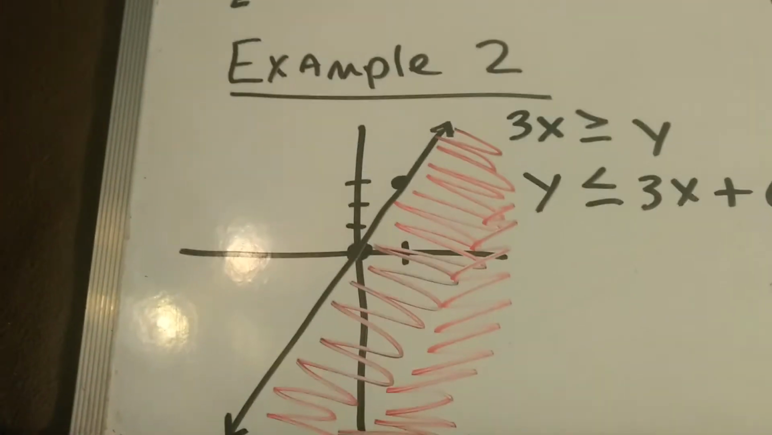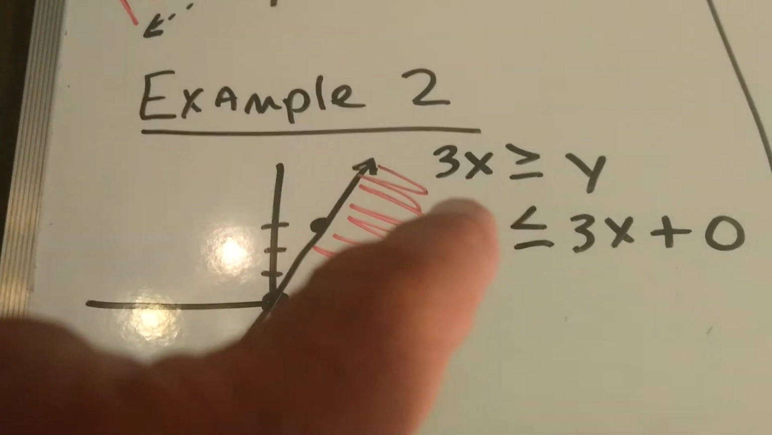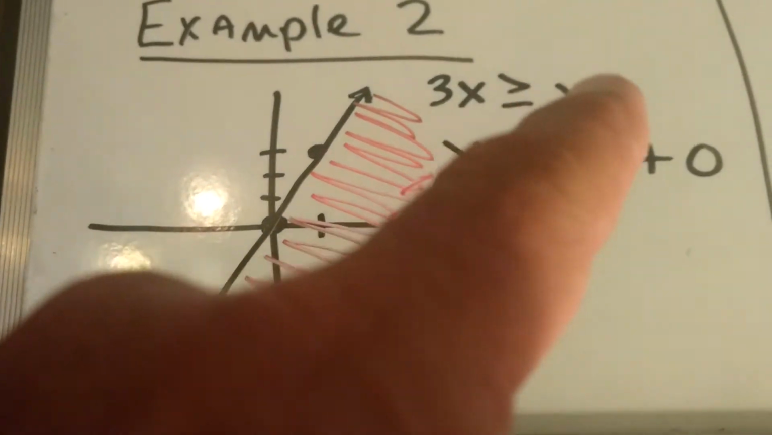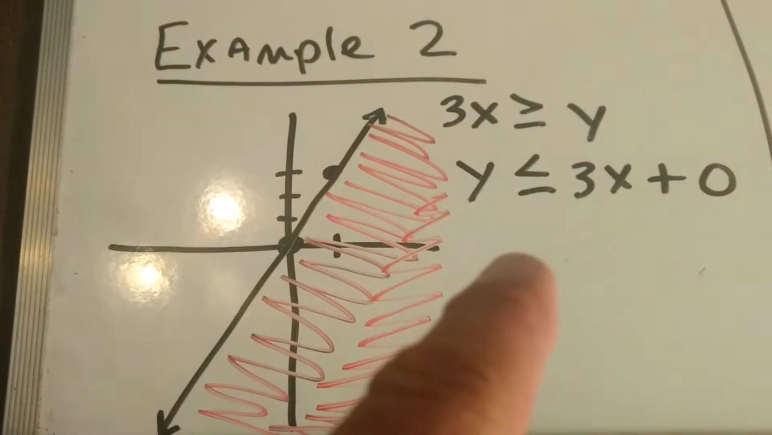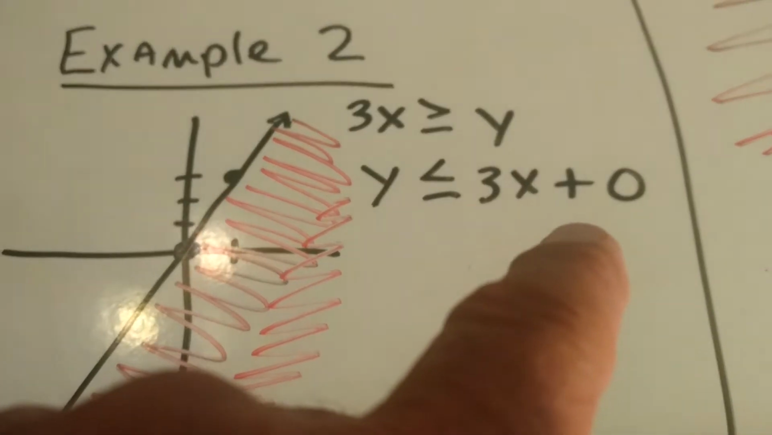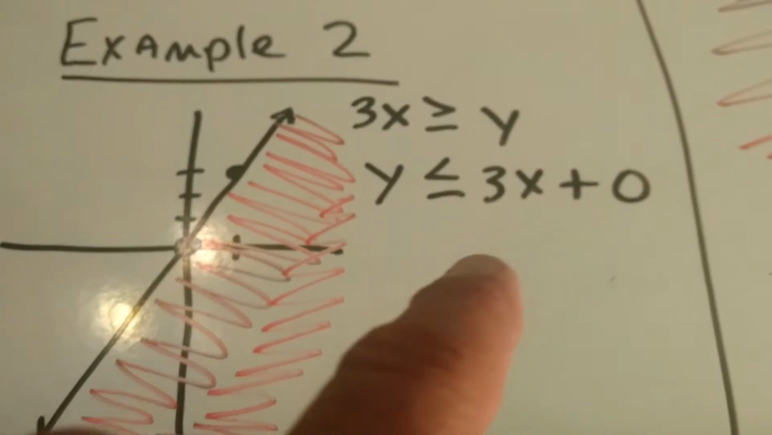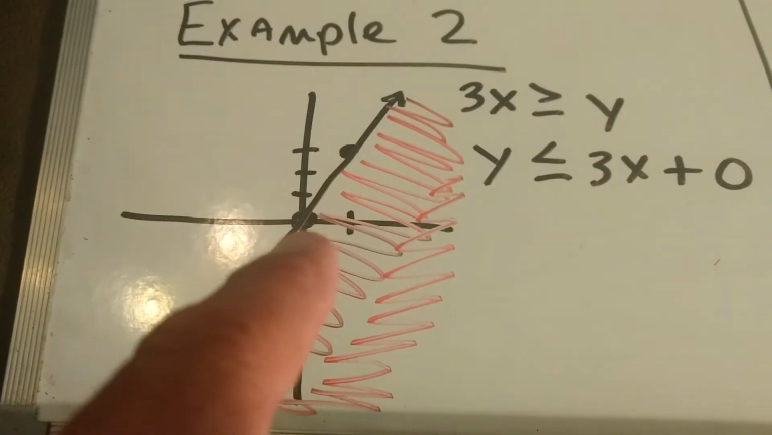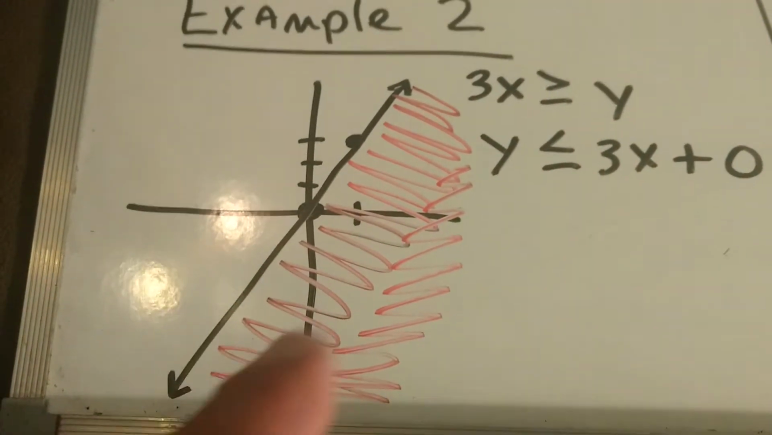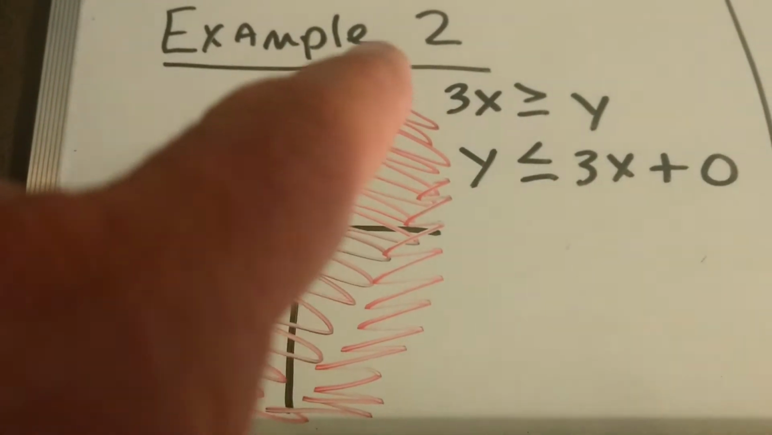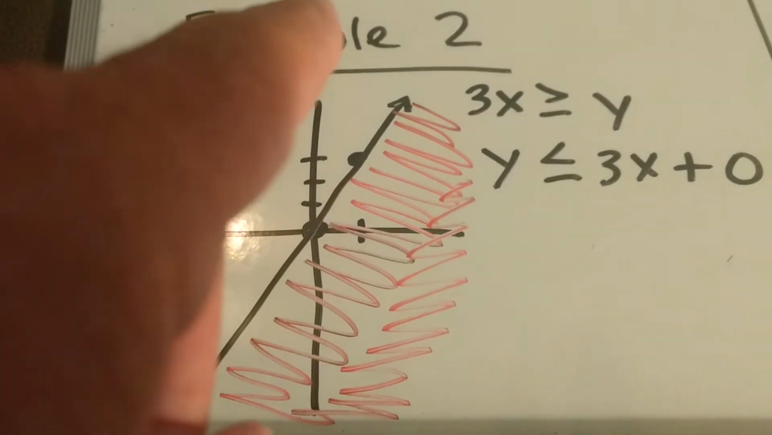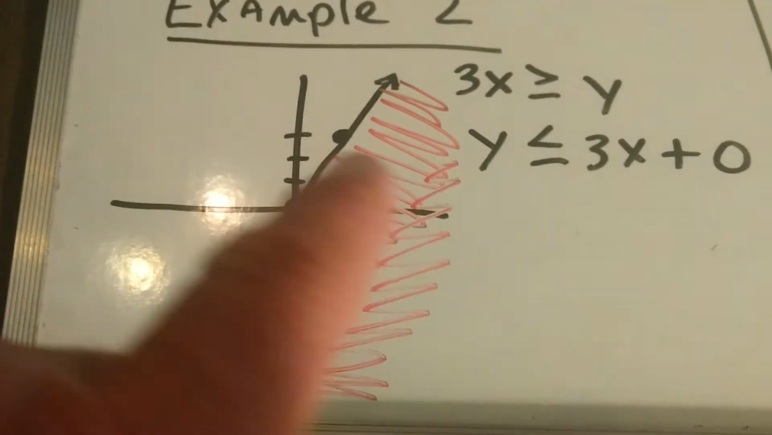We go to example 2. Here we have 3x greater than or equal to y. All I did was flip sides. So I brought the y over here, the 3x over here, which means I got to flip the sign as well. Also, I put a +0 to remind me that my y-intercept is 0. So I plot my y-intercept as 0. The slope is 3. I go up 3 and over 1. This is a solid line because this is less than or equal to. Again, I'm concerned with the y's that are less than the line. Any y's here are greater than the line. Any y's here are less than. So I'm shading below it.